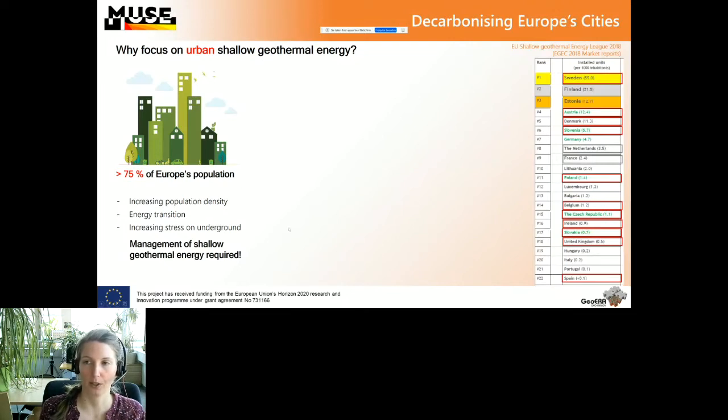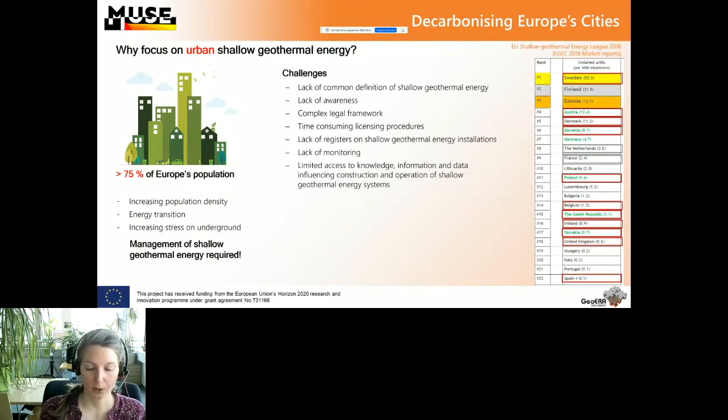Some European countries already use shallow geothermal energy to a very high degree, for example, Sweden, but also Austria and Denmark. And then we have countries with emerging markets. And for the MUSE consortium, we worked together with countries that represent all different market stages. They are marked here in red. So this allowed us to consider the different needs and to share experiences from the different countries.